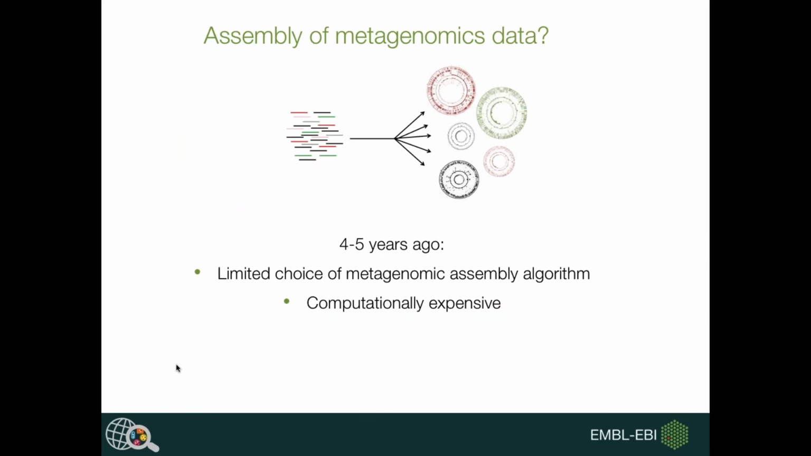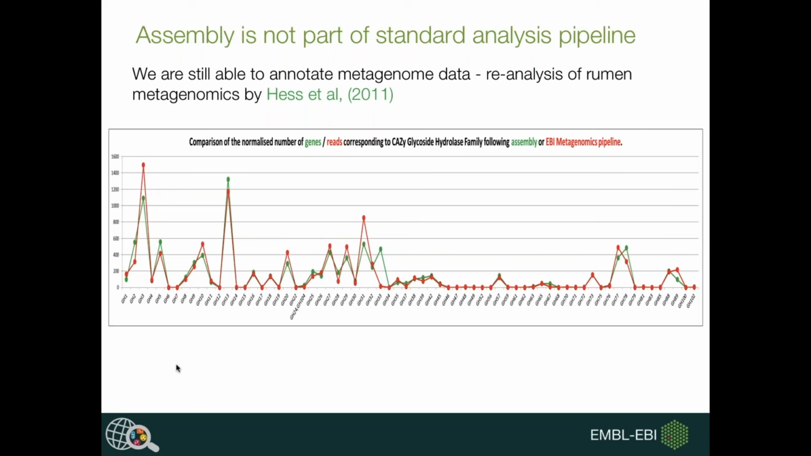So you might have noticed I haven't really mentioned assembly very much. When we started the site 4 or 5 years ago, there was really limited choice in the kind of assemblers that you could use for metagenomic data. There weren't many of them, and they were very computationally expensive. So it cost a lot of compute to try and assemble data. And actually, we found we did quite well just annotating the raw reads.